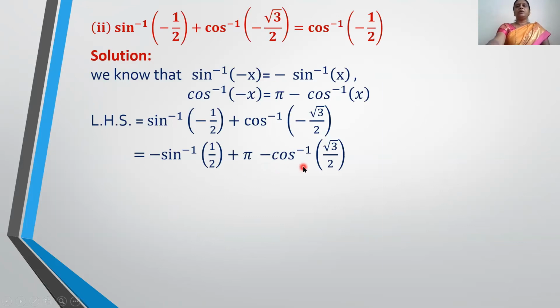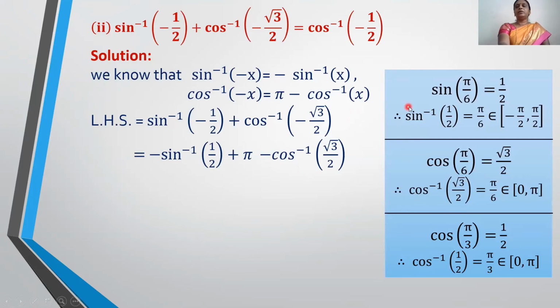Now, from the table, we know that sin pi by 6 is half, therefore sin inverse 1 by 2 is equal to pi by 6, and obviously this pi by 6 belongs to the range interval of sin inverse function. Again, cos pi by 6 is root 3 by 2, therefore cos inverse root 3 by 2 is equal to pi by 6, and this pi by 6 belongs to the range interval of cos inverse function.